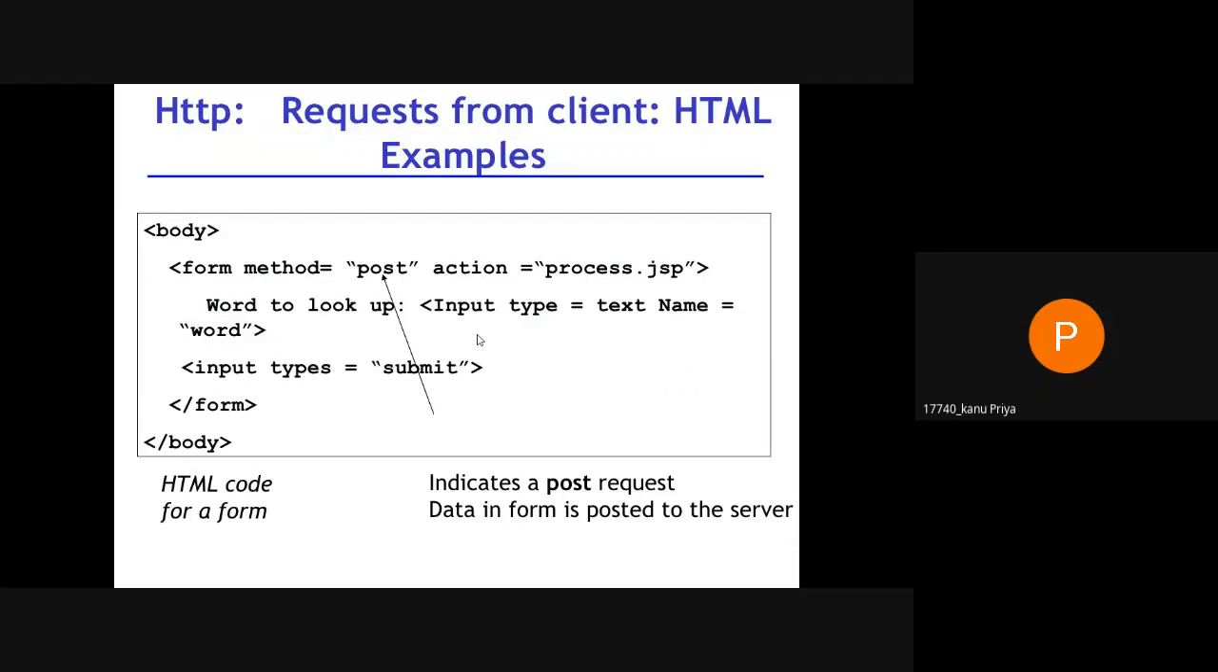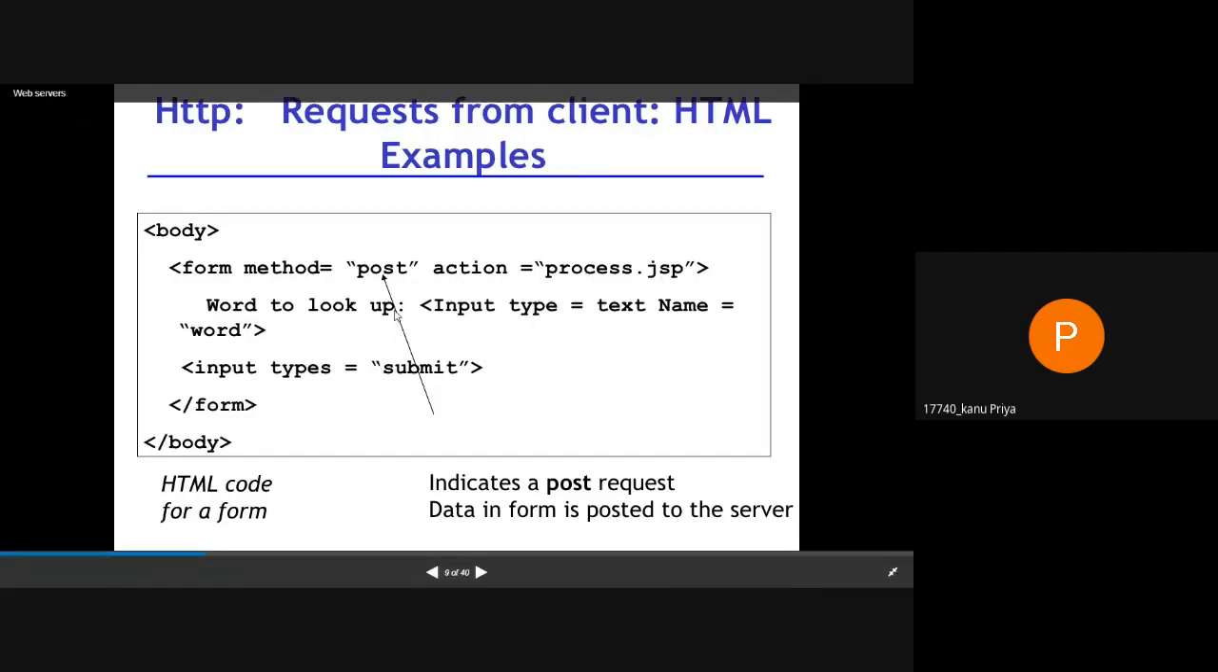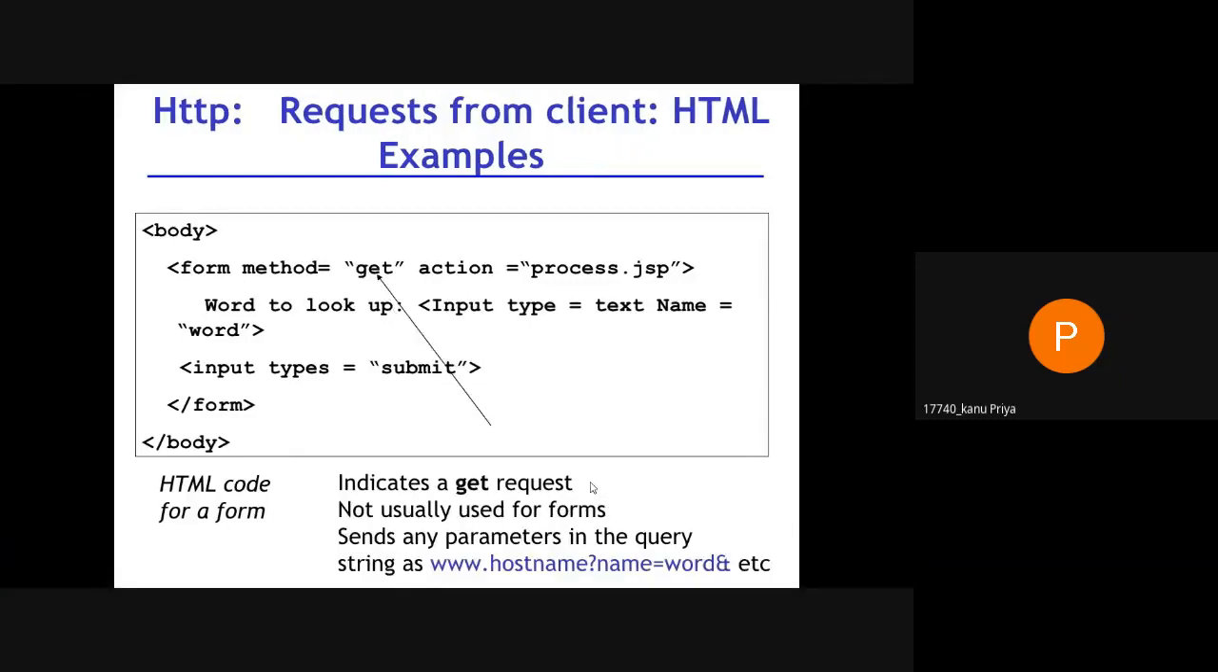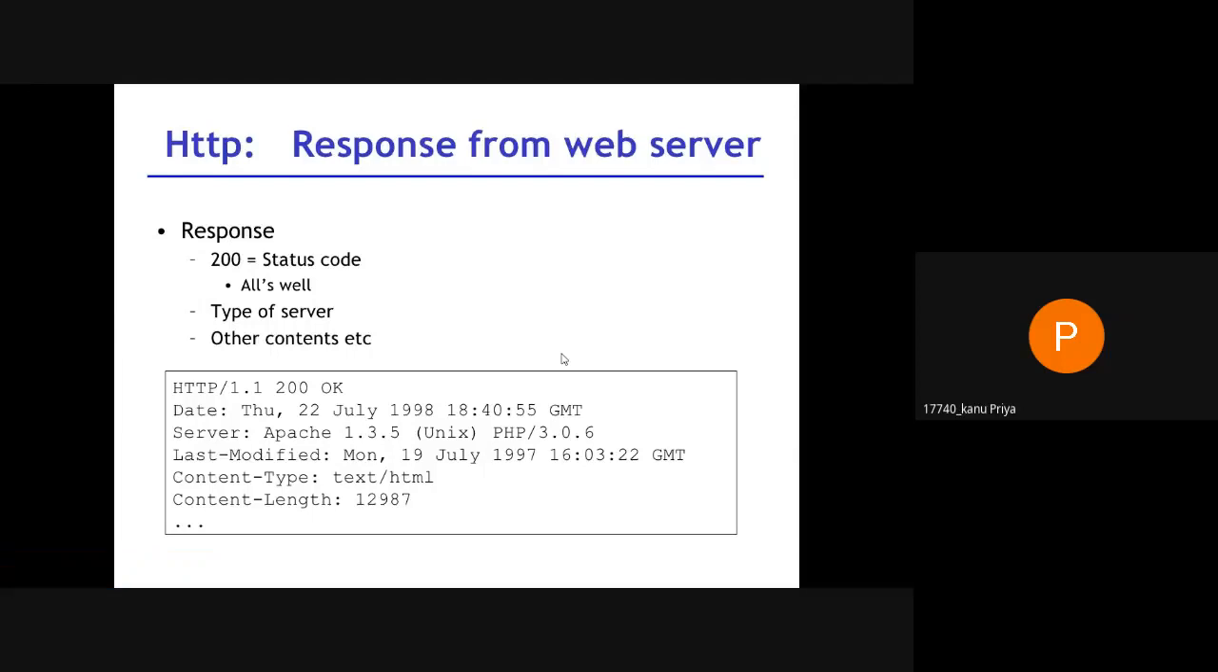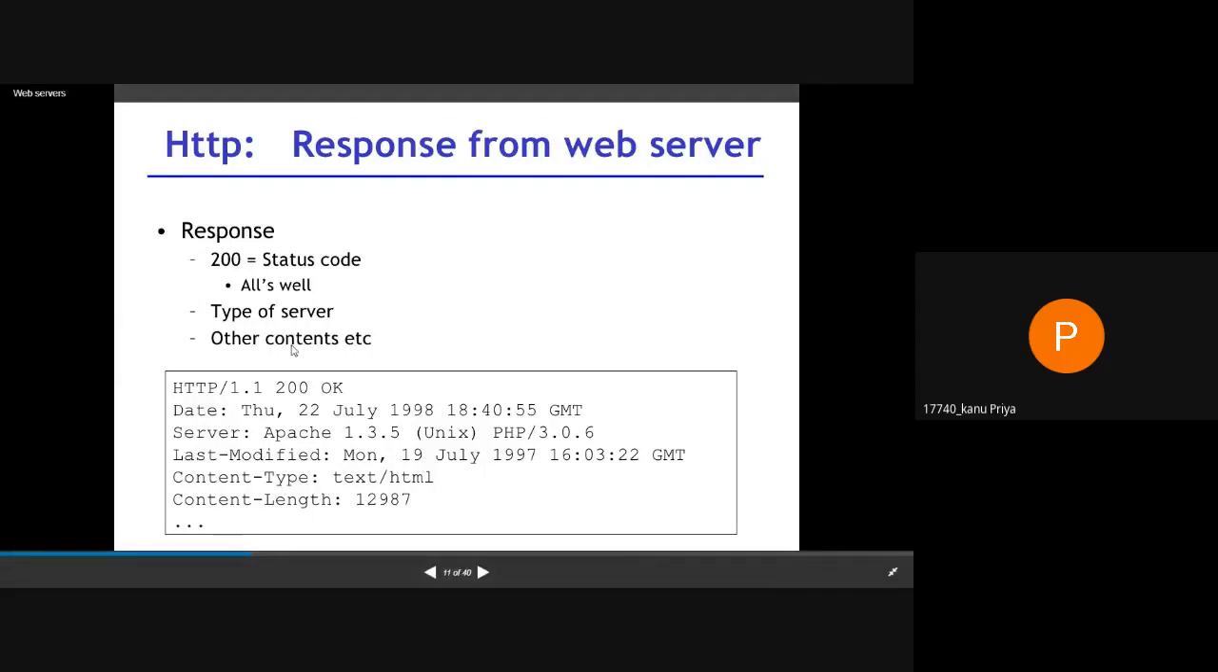Example of an HTTP request from a client: body, form method post, action process.jsp, a word to look up, input type text name word, input type equals submit, form and body closed. This is the HTML code for a form. It indicates a POST request, so data in the form is posted to the server. The GET indicates a request that does not use the send of forms, but sends any parameters in a query. The response from the web server is this.